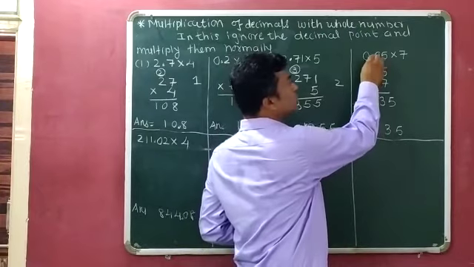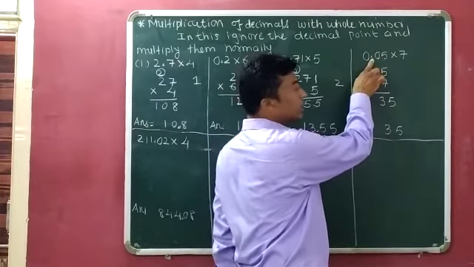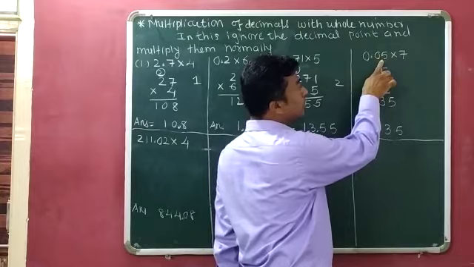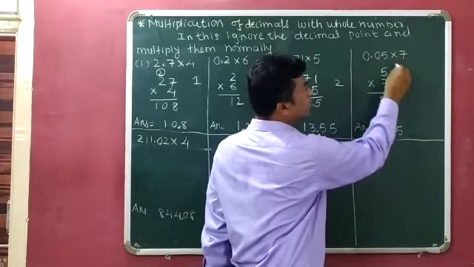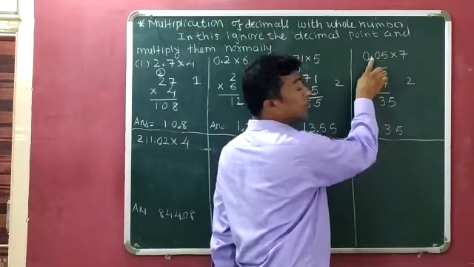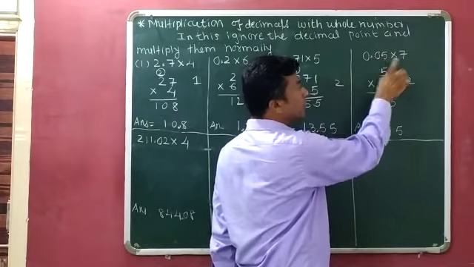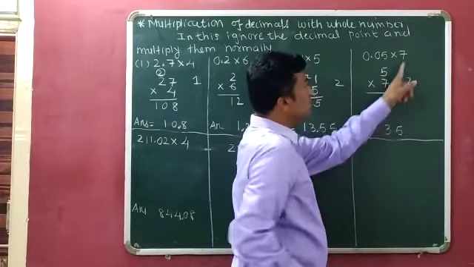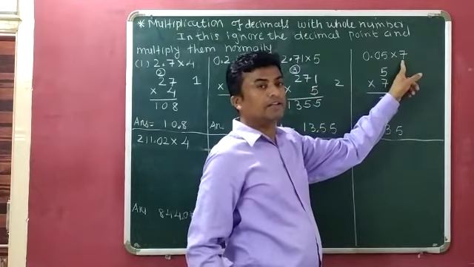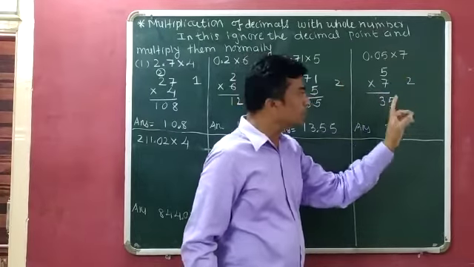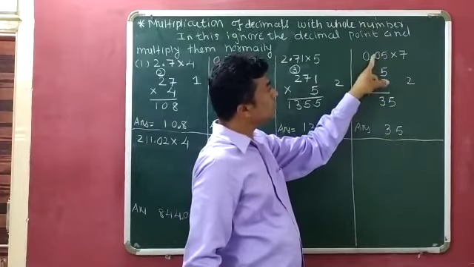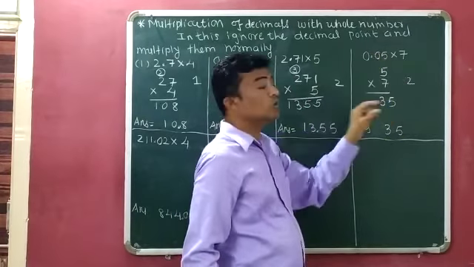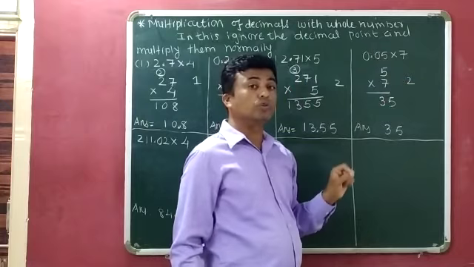In 0.05 the decimal point is available here. So after the decimal point there are 2 digits, 0 and 5. So 2 we can write. 7 is a whole number and it cannot have any decimal digits. So after the decimal point there are 2 digits. So we can count 2 digits.